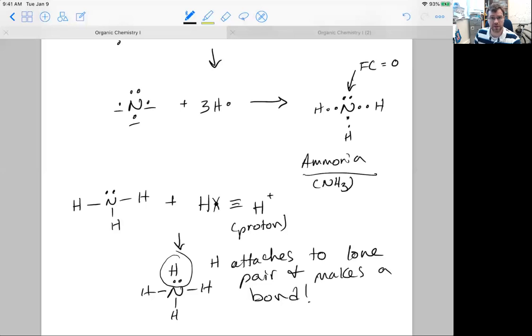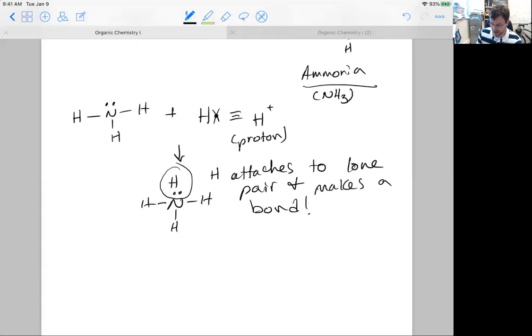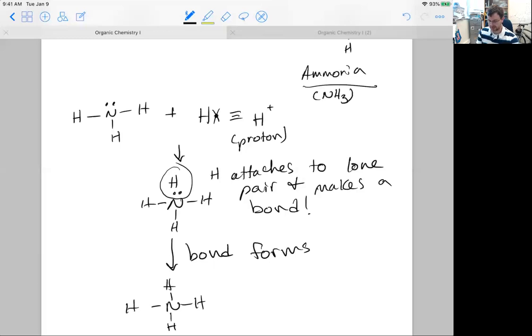So we have 1 subatomic particle, the proton, that's so desperate for electrons, it's just going to jump onto the lone pair of electrons on the nitrogen. The nitrogen does seem to get the raw end of the deal. The hydrogen now has an octet. It's now forming a bond with nitrogen. So the bond forms, and we get something that looks like this.